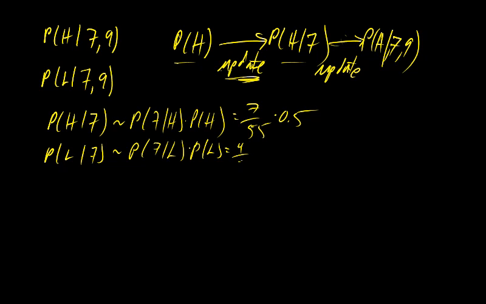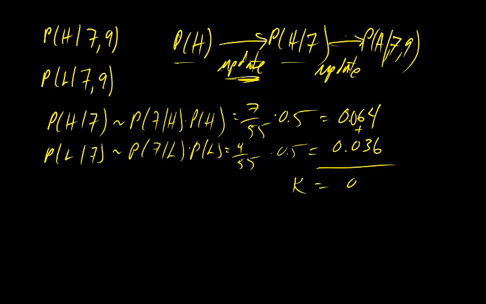I have 4 out of 55 times 0.5 for the prior for the low deck, and this translates to, actually, 0.064. Sorry, and then this one's 0.036. Those are the results of putting this through the calculator. I then add up all these possibilities. I get a k equal to 0.1. And then I go back and I redivide.